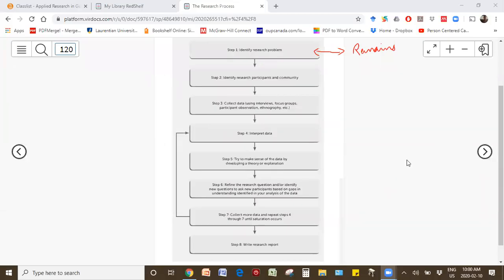Okay, we're good. So the first step remains the same, which is identifying the research process. In this case, obviously, in qualitative research, you identify research participants in community. In quantitative research, what would you call that? What are you identifying in quantitative? Think of phase one, first steps. Identify sample, right? That's the equivalent.